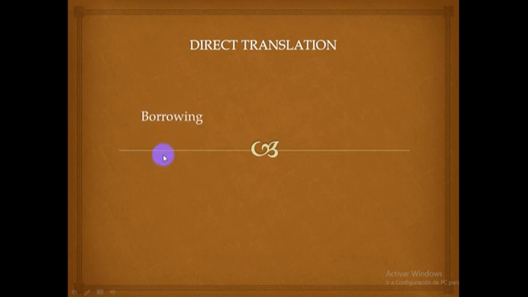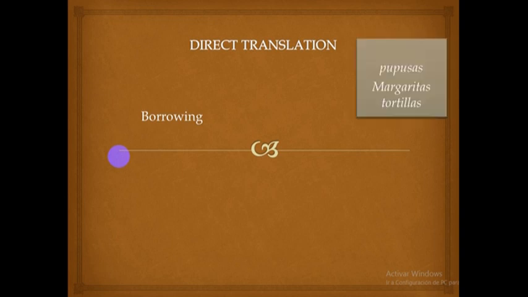Borrowing is defined as the act of taking words from one foreign language and incorporating them into another language. So we have to be very careful. These words are not translated. Okay? In the example we will see that pupusas is not translated into another language. So let's say that pupusas cannot be translated into English. So as you can see, the spelling doesn't change.